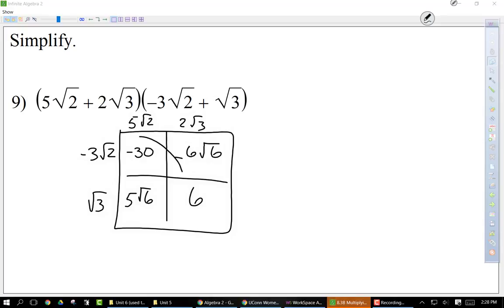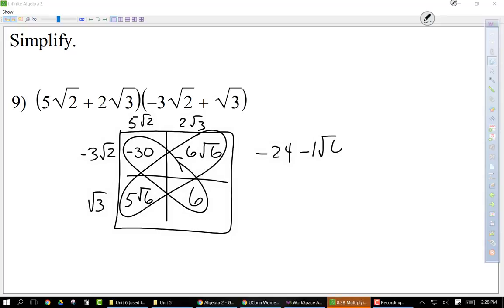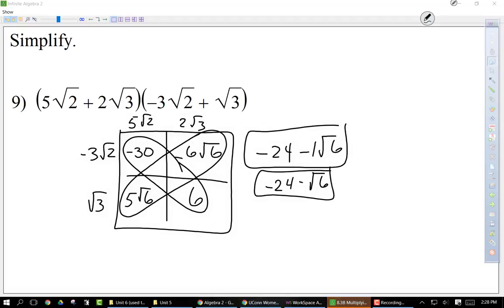There we go. Combine to get negative 24. And combine here to get negative 1 root 6. Or you can rewrite it as negative 24 minus root 6. Either of those answers is correct, and they're both fine.